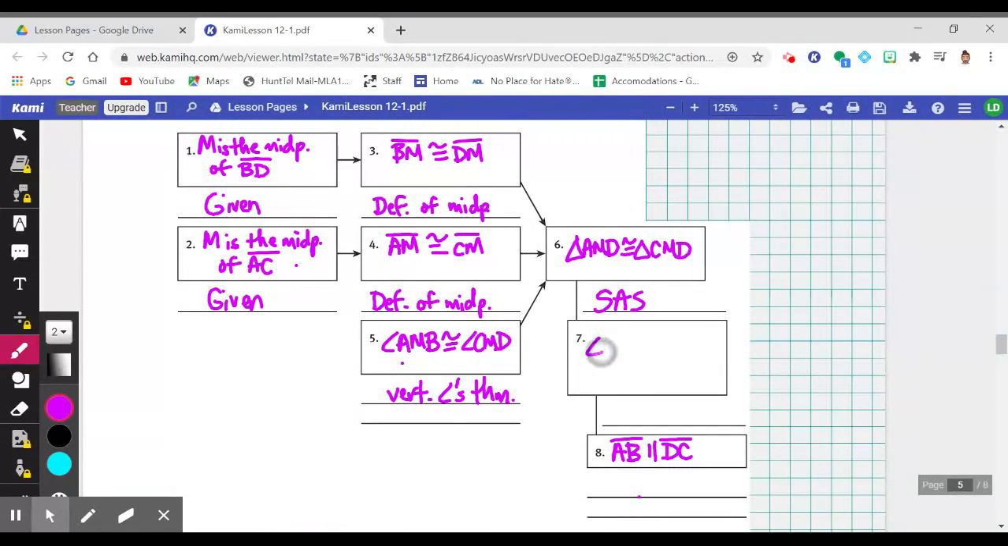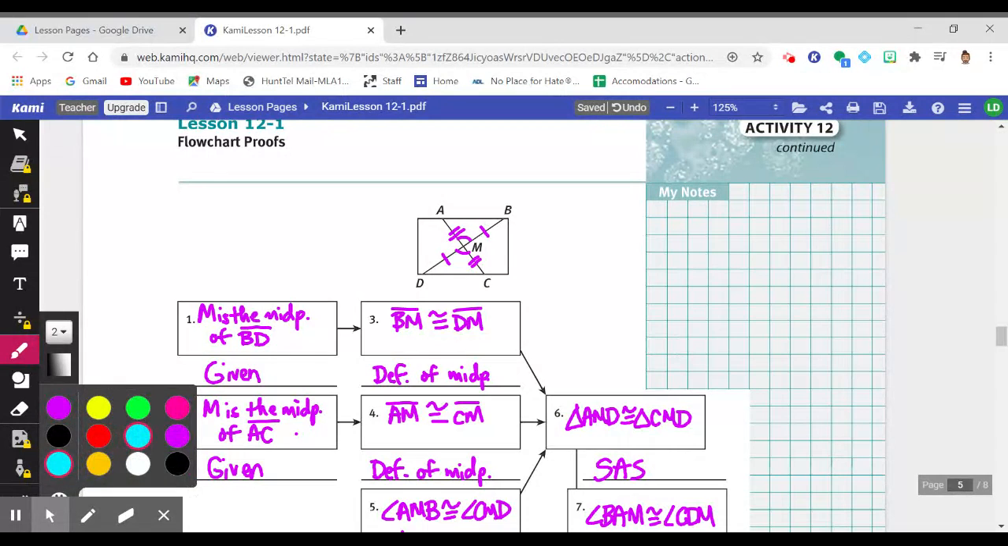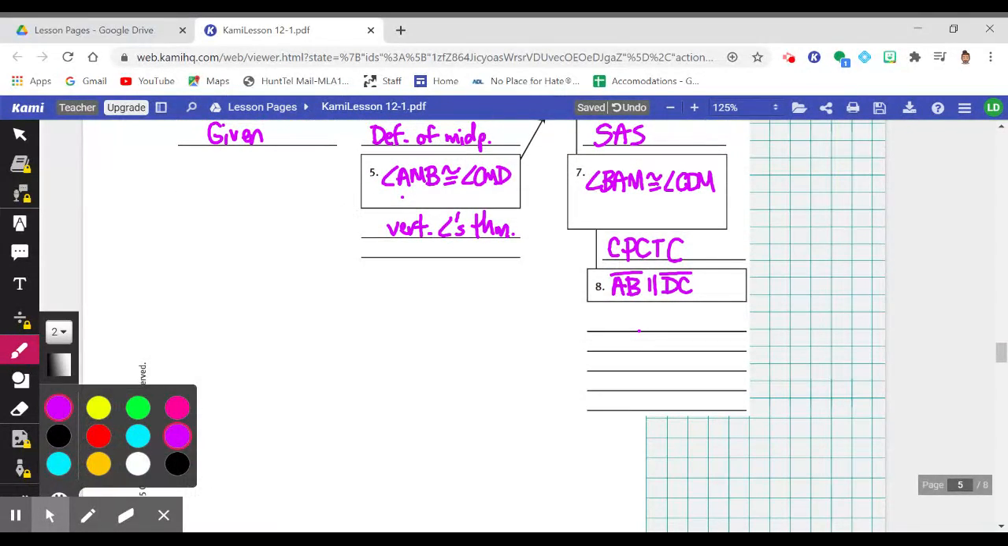So angle BAM is congruent to angle CDM because of corresponding parts of congruent triangles are congruent. So now we know that this angle, I'll mark it, is congruent to this one. And because these two angles are alternate interior angles, side AB has to be parallel to DC because of the converse of the alternate interior angles theorem.